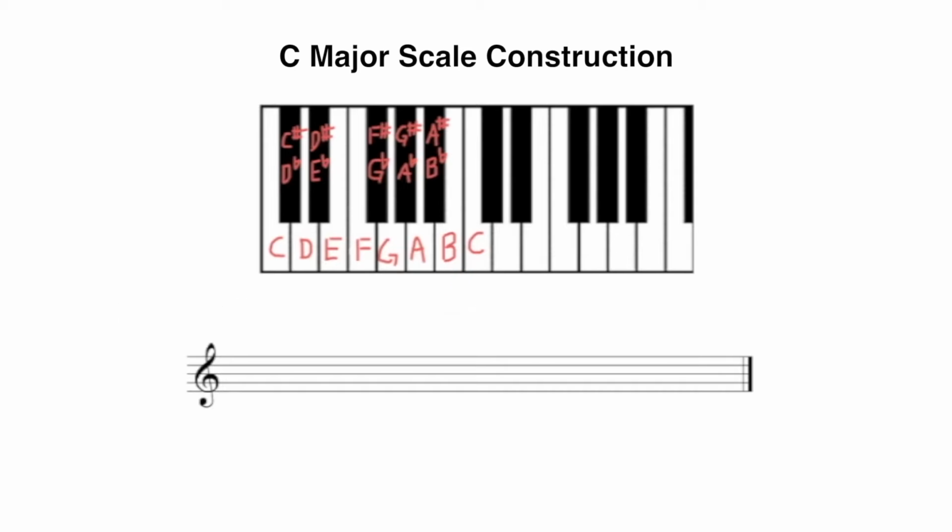The next term that we need to understand for our major scale construction is whole step. Now, a whole step is simply putting two half steps together. So if I start here on C, for example, moving up by one half step takes me to C sharp or D flat. I could use either name. Moving up by one more half step takes me to D. So therefore, C to D is a whole step.